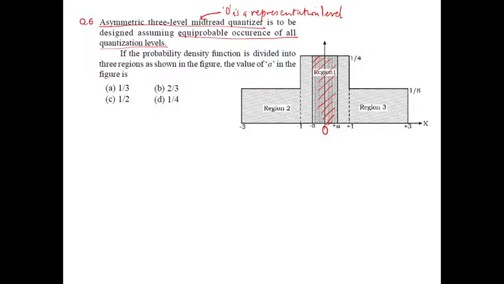So what is the area for region 1? What is its span? This is 2a. And what is its height? Its height is 1 by 4. So if the three regions are having equal area, then since the area under the PDF curve is unity, all are having area equal to 1 by 3. So this implies what will be the value of a? a is simply equal to 2 by 3. Answer. Right.